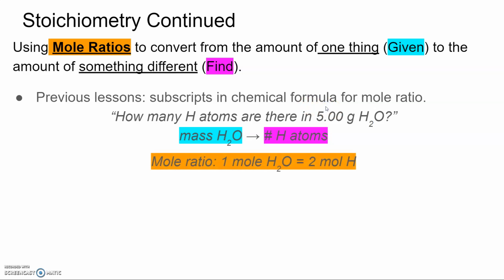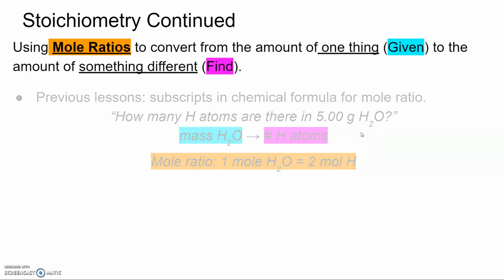In this example problem, we would use the mole ratio from the chemical formula. We know from the chemical formula that if we have one water molecule, we would have 2 hydrogen atoms. So therefore, if we have one mole of water molecules, we would have 2 moles of hydrogen atoms. And this becomes our conversion factor. This mole ratio becomes a conversion factor we use to solve this problem.